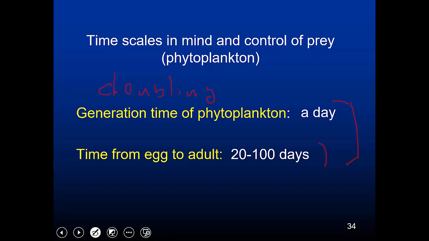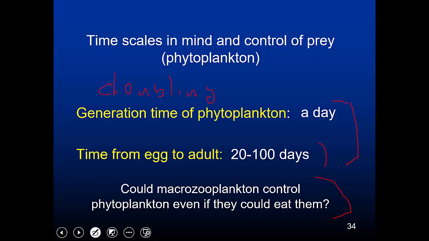And the question I'm going to leave with you, and we're going to return to, is: could these big guys, the macrozooplankton, and actually what I've called in other slides the mesozooplankton, control phytoplankton, even assuming they could eat them? And we'll answer that question later.